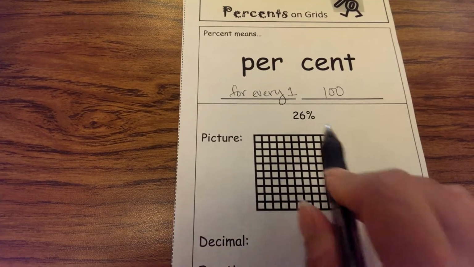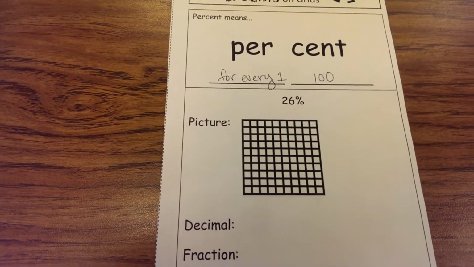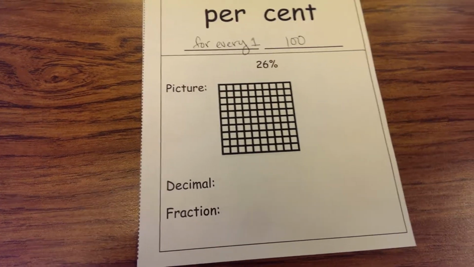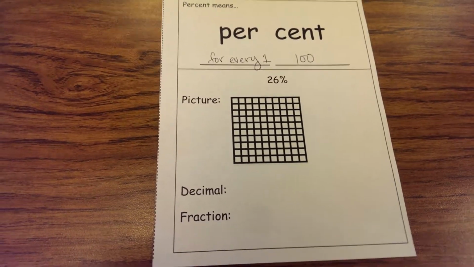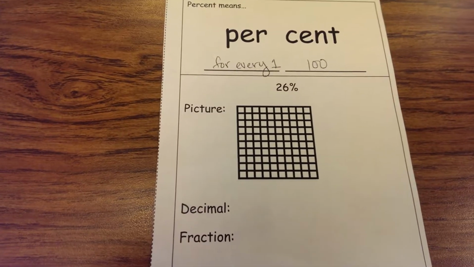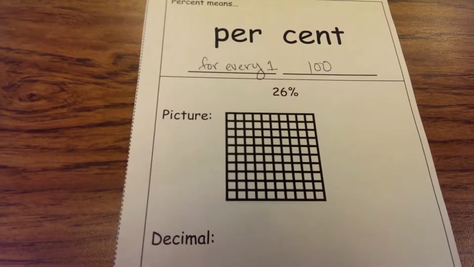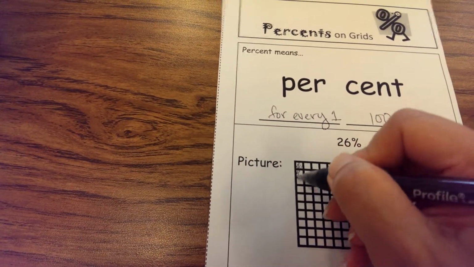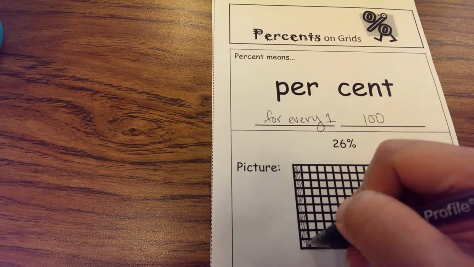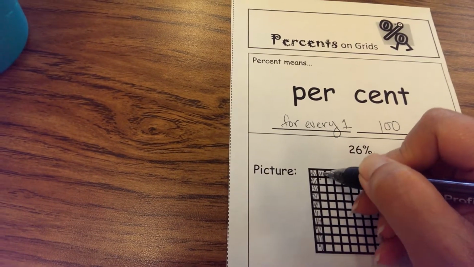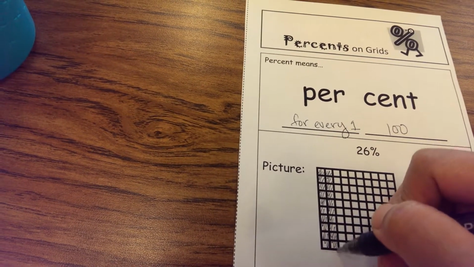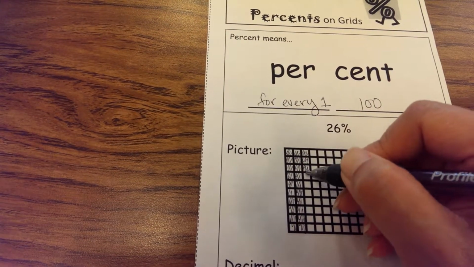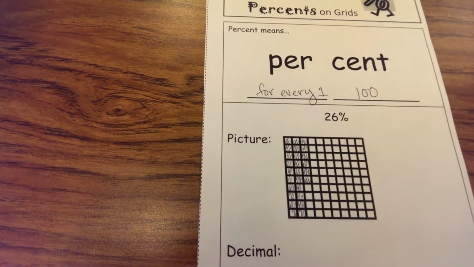Here's a picture. This grid is broken into 100 pieces. If you need to model 26%, well, 26% would be 26 out of 100. Therefore, you would have to shade 26 of these squares. We would shade one whole strip, that's 10%. This would be 20% because that's 20 out of 100. And then we need 26, right? So we need to shade 6 more.